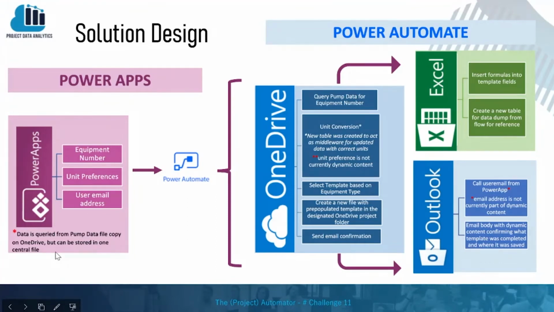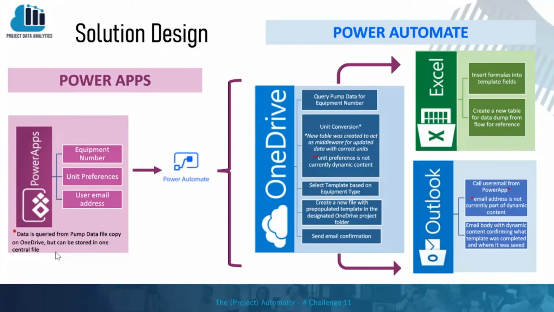The solution relies on the Power App and the Power Automate. Within the Power App, we are asking the user to filter down to the equipment number, the unit preferences, and the user email address. At the moment, that data is queried just from the file that is stored on the OneDrive, and you will see that we had to hard embed the unit preferences and the user email address in the code, but of course, this can be dynamic content.